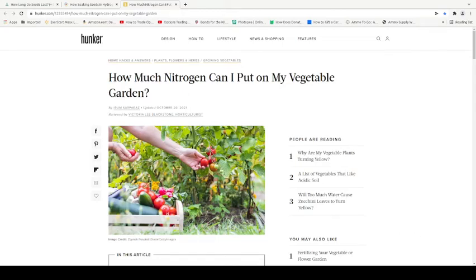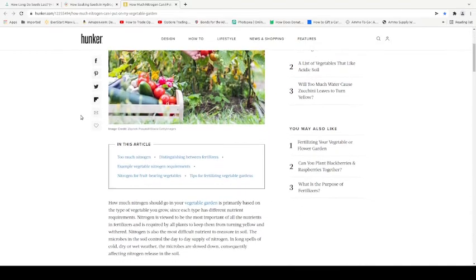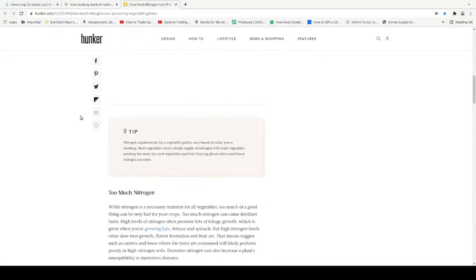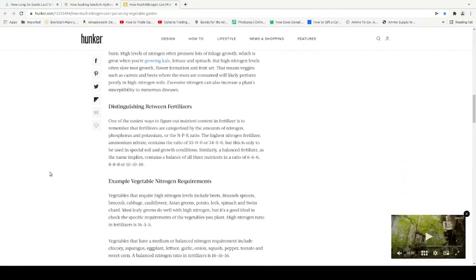Okay, today we're going to talk about how much nitrogen I can put on my vegetable garden. Not all plants need the same levels of nitrogen, and therefore there are different formulations of fertilizer out there that you can use on your garden depending on what you're planting. Now, let's go right down to this.